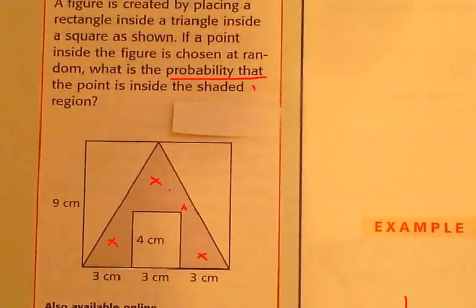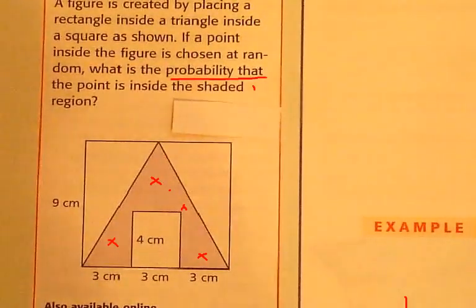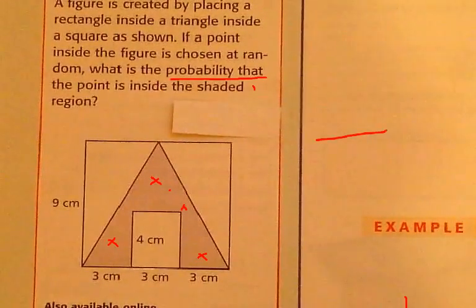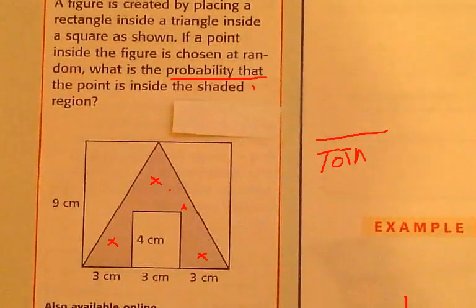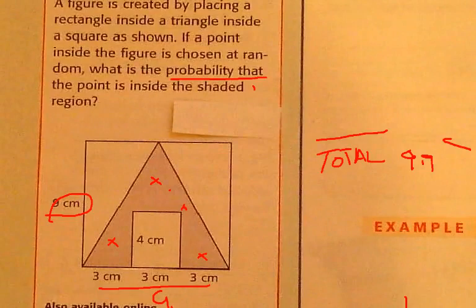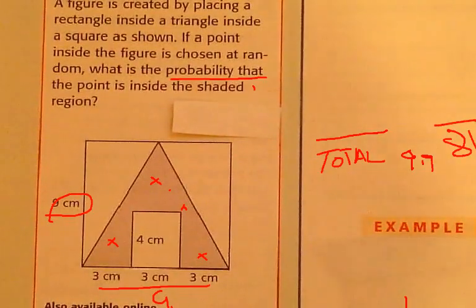So we want the shaded area. So what do we have to know? We have to know the total area, because remember, the bottom of the fraction has to be the total. So the bottom is going to be the total area. Where could the dart land? Well, that's everything in this big square. So you know how to find area, right? This is 9 wide and 9 tall. So 9 times 9 is 81. So the bottom of the fraction is 81.